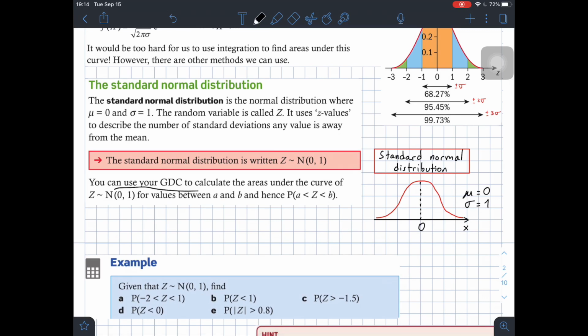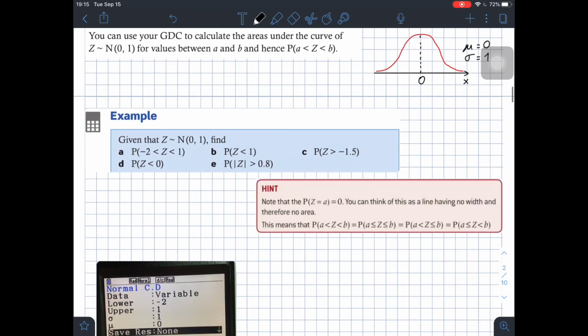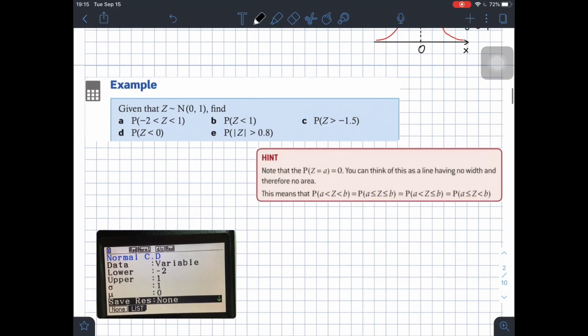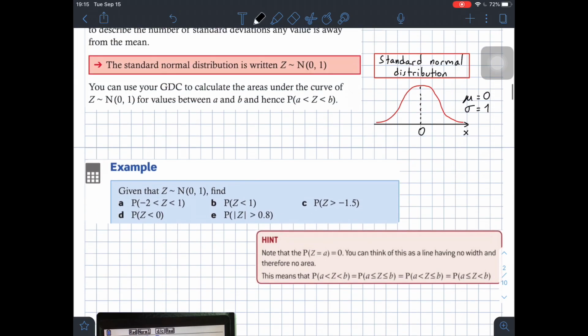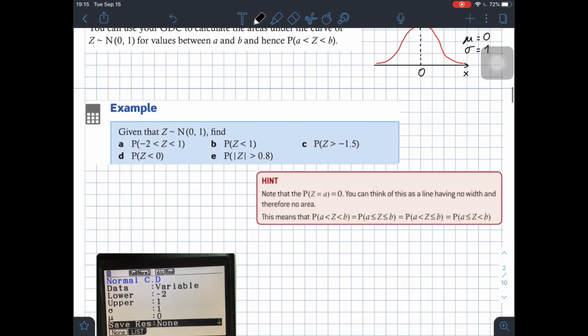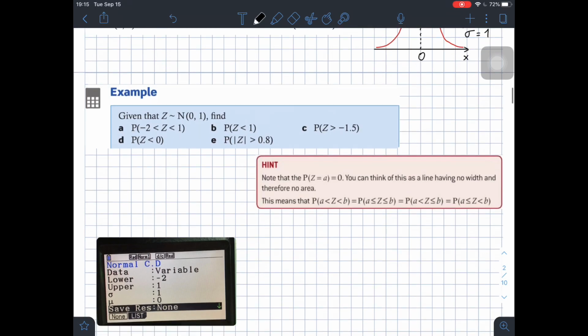Finally, it says you can use your GDC to calculate the areas under the curve of a standard normal distribution for values between a and b, and hence we can find the probability of a value Z being in between a and b. We're going to be looking at this more in depth with some examples later on, okay? Let's see if we can do this already. Maybe we can work with some exercises. Or I'm going to leave this for part 2. I'm just going to do the theory for now, and we're going to see exercises about how to apply the normal distribution in the next class, okay?